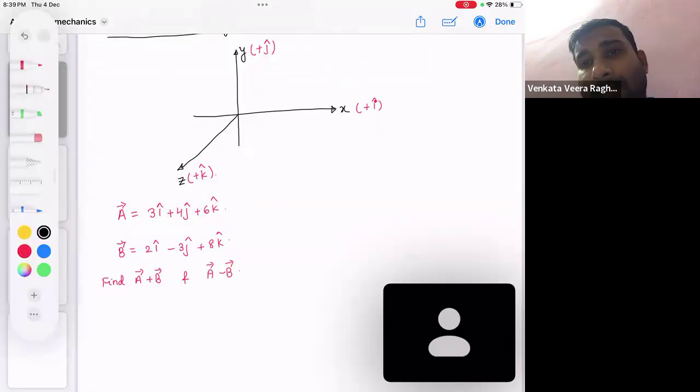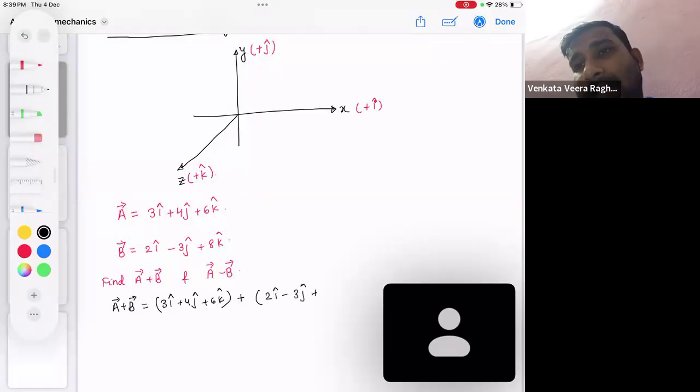Can I write it as the a plus b vector if I want to find out? See, what is a vector? 3i cap plus 4j cap plus 6k cap. And what is the b vector? 2i cap minus 3j cap plus 8k cap. So whenever you are going to add two vectors, add their components.